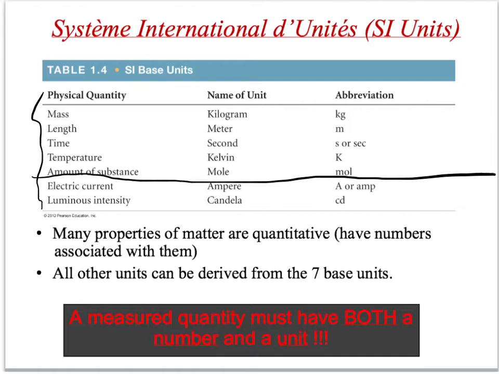So a measured quantity has to have both a number and a unit. So always remember to include a unit, because if I say it took me 5 to get here, what does that mean? Minutes, meters, seconds? So you make sure to say the units along with it.